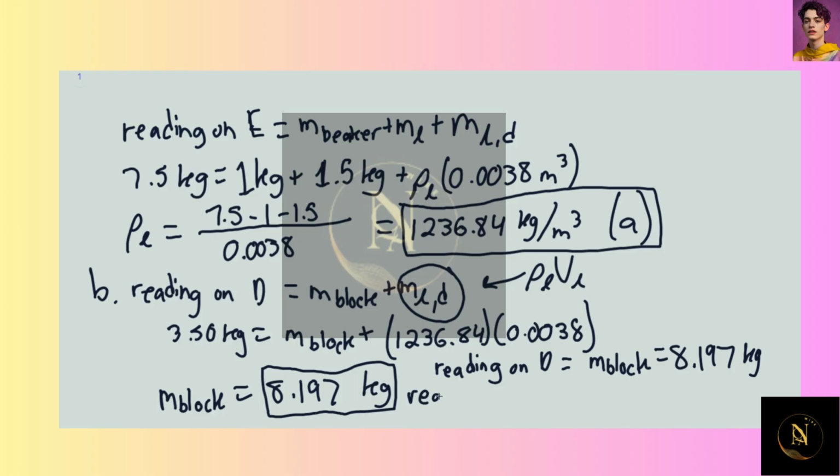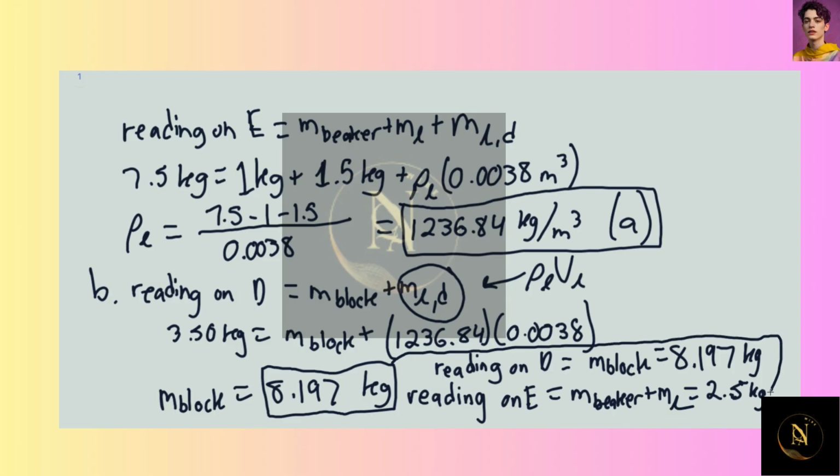If block A is pulled, the reading on E is actually going to just be the mass of the beaker plus the mass of the liquid. In this case, this is going to be 1 plus 1.5, 2.5 kilograms. So these will be the readings if A is pulled, and we found the density of the liquid in part A. And that's the end of the solution.